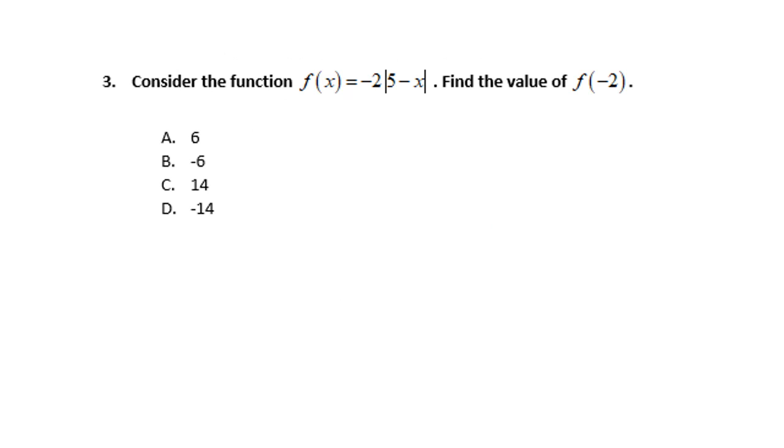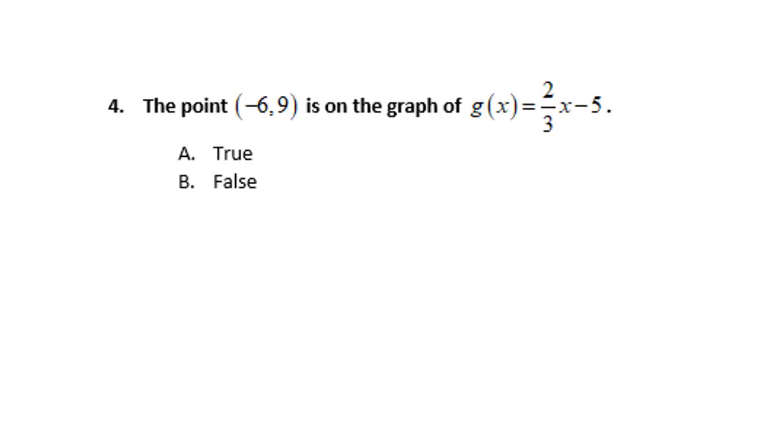Number 3, consider the function f of x equals -2 times the absolute value of 5 minus x. Find the value of f of -2. A is 6, B is -6, C is 14, D is -14. Four, the point -6, 9 is on the graph of g of x equals 2/3 x minus 5. A is true, B is false.